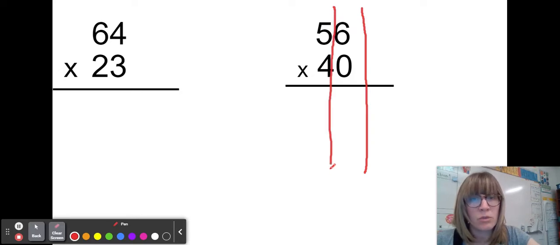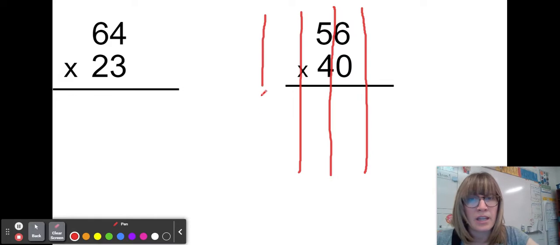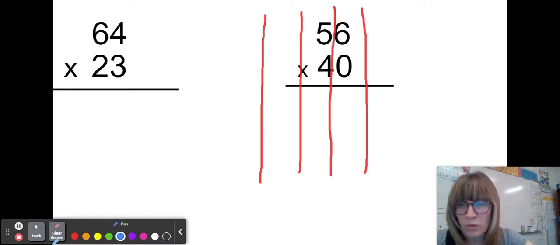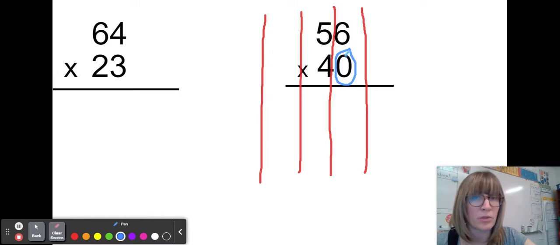So per usual, we'll get ourselves all tidy here. And I might just add in an extra column just in case we end up in the thousands. So over here, we're going to start the same way we always do. We're going to start by multiplying our digit in the ones place value spot, sort of our bottom number. We're going to multiply it by everything above it. So we're going to multiply it by 6.